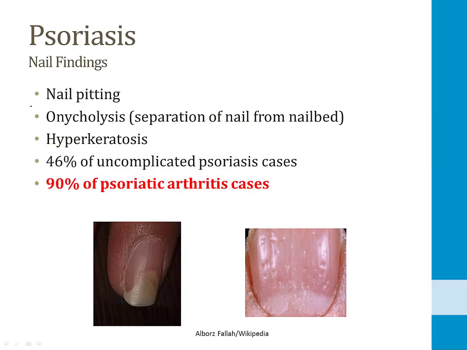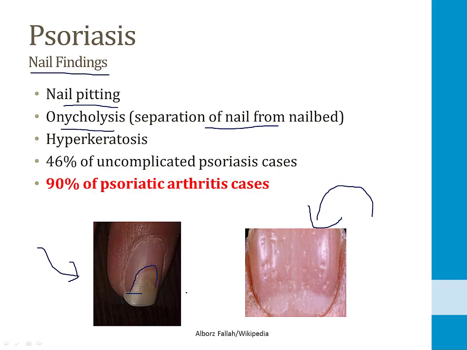Patients with psoriasis can develop abnormalities of their fingernails and toenails. For example, they can develop pits in their nails, as is shown in this picture here. They can also develop onycholysis. This is when the nail separates from the underlying nail bed. This is a picture of onycholysis here. This white part should be just at the tip, but here you can see it's extending back into the nail bed. That's evidence of separation of the nail from the nail bed.